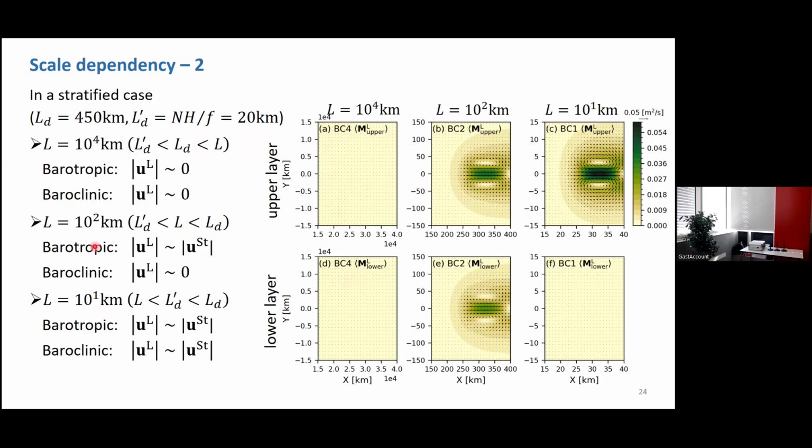But if the forcing spatial scale is between the barotropic and baroclinic deformation radius, only the barotropic response occurs, so we have a response in both upper and lower layers. And finally, if the spatial scale is smaller than both barotropic and baroclinic deformation radius, both barotropic and baroclinic responses occur, so the net circulation is confined in the upper area.